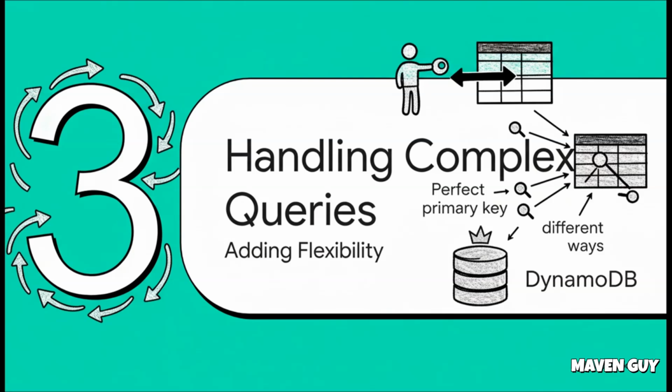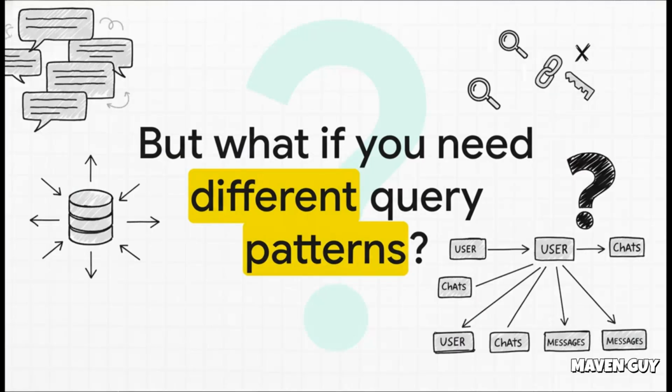But what happens when the product team comes knocking and says, hey, we need to look up the data in a totally different way? This is a classic interview question, and believe me, DynamoDB has a really powerful answer for it. Let's stick with our chat app for a second. Our primary key is perfect for fetching a single chat, but now we need a new feature, a page that shows a user all the messages they've ever sent across all of their chats. Uh-oh. Our primary key is totally useless for this. We can't query efficiently by user ID. So, what do we do? This is the part that trips up a lot of people.